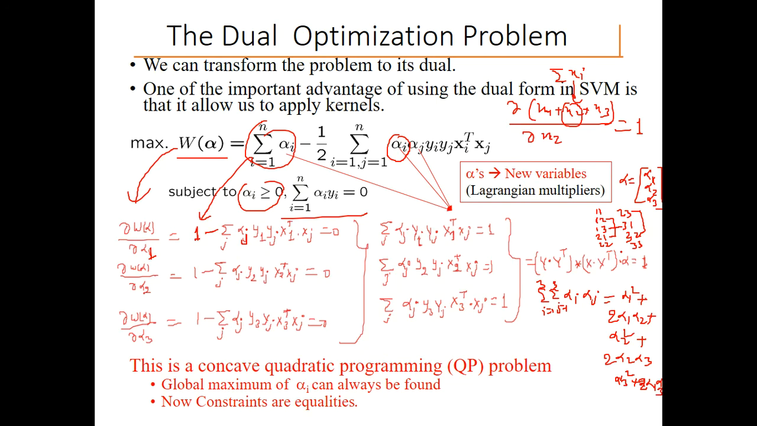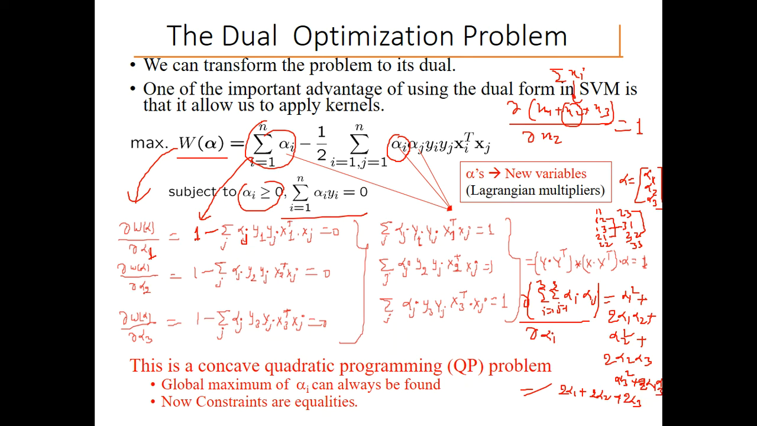So total 6 terms, unique terms you will get. Now if you differentiate this quantity with respect to, let us say, alpha 1, what would you get? So this will be 2 into alpha 1, this will be 2 into alpha 2, this will be 2 into alpha 3, remaining will be 0.